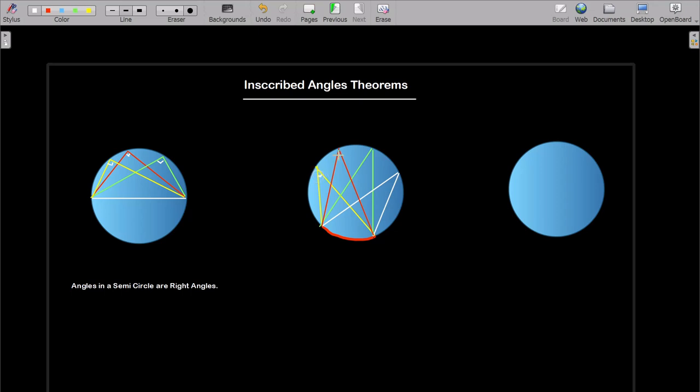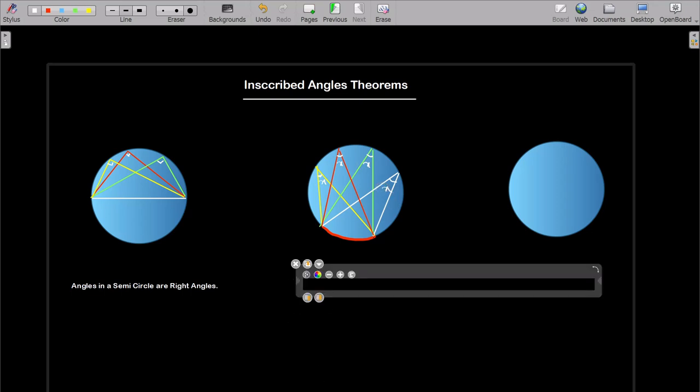So if this is 20 degrees, then this will be 20 degrees, then this will also be 20 degrees, and this will also be 20 degrees. So if this is x, this will be x, this will be x, and this will be x. Okay, so this theorem says that angles subtended by the same arc are congruent. Okay, that's the second theorem.